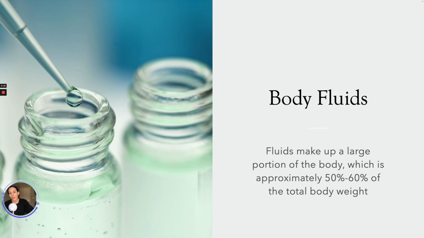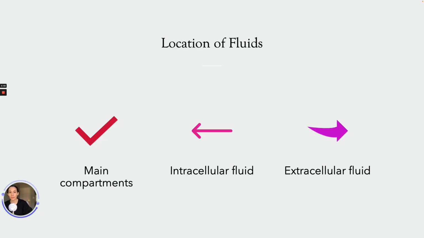Within the body, there are also body fluids, which make up a large portion of the body. Approximately 50 to 60% of our total body weight is body fluids. These body fluids are divided between 2 main compartments, the intracellular fluid and the extracellular fluid.